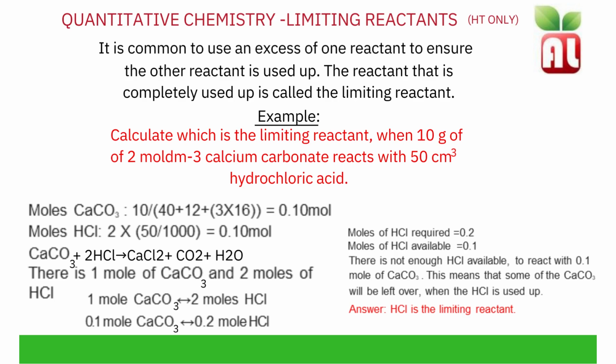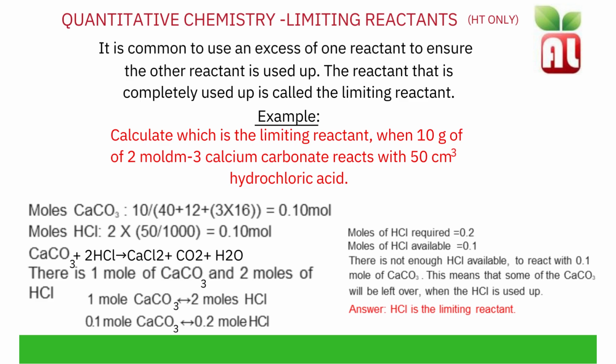Limiting reactants. It is common to use an excess, meaning more than you need, of one reactant to ensure the other reactant is used up. The reactant that is completely used up is called the limiting reactant. It limits the chemical reaction. It will limit the amount of product that you can form.